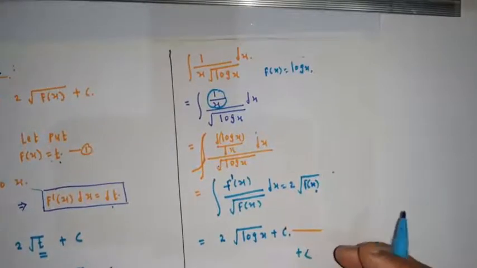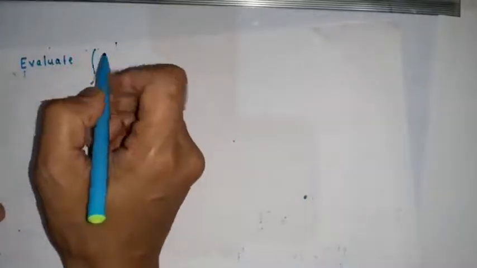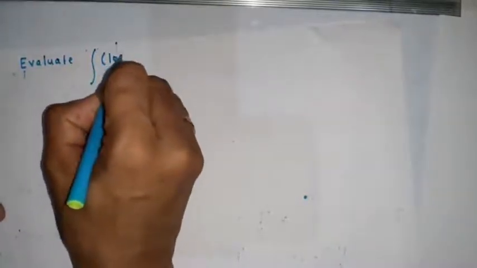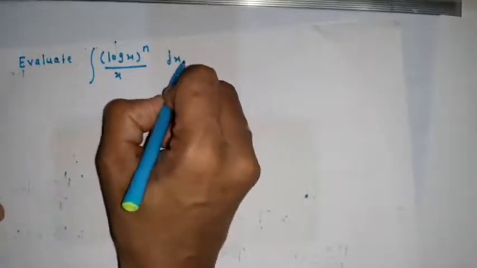Students, now let us solve some examples related to this corollary and the theorem. The problems are from exercise 3.2. The problem is: evaluate the integration of log of x raised to n upon x with respect to x.